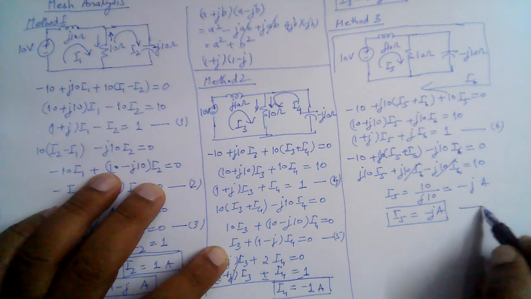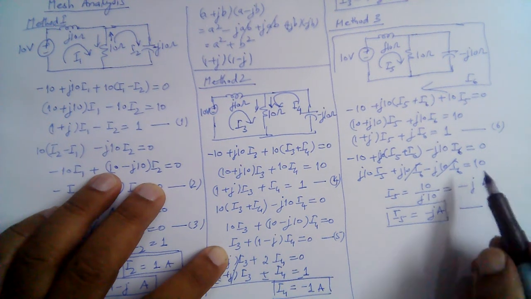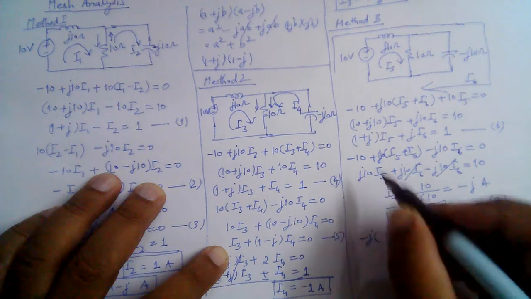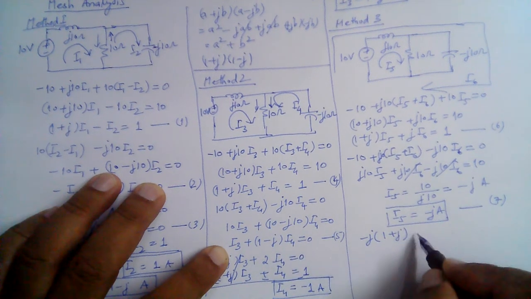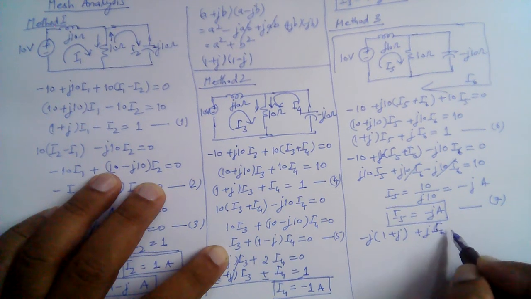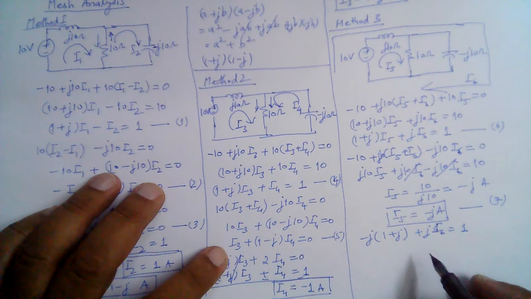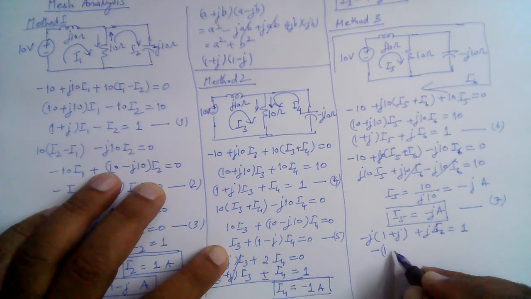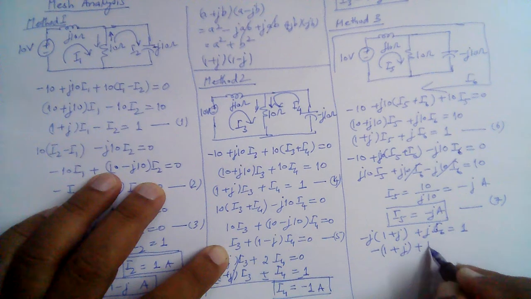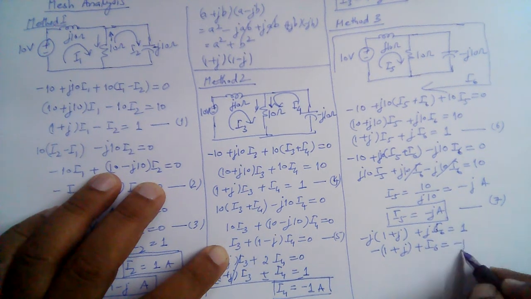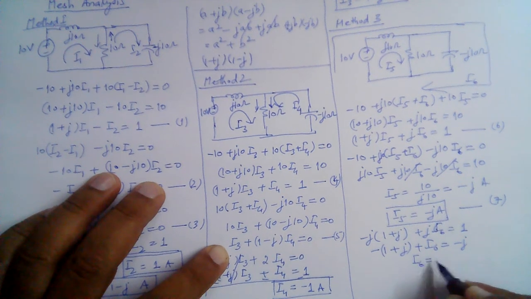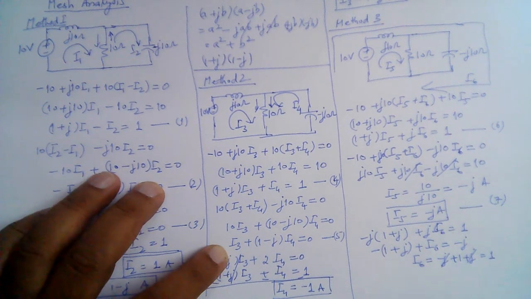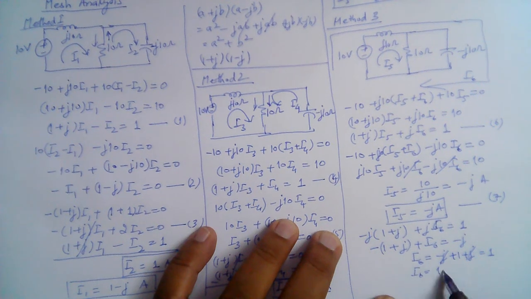This is the equation number 7. So we substitute the value of I5 here, which is minus J. So minus J into 1 plus J I6 is equal to 1. And we can divide this whole equation by J. So that will be minus 1 minus 1 plus J plus I6, and that is 1 over J, and that is minus J. So that will be I6 is equal to minus J plus 1 plus J. So that is 1. So I6 is equal to 1 ampere.